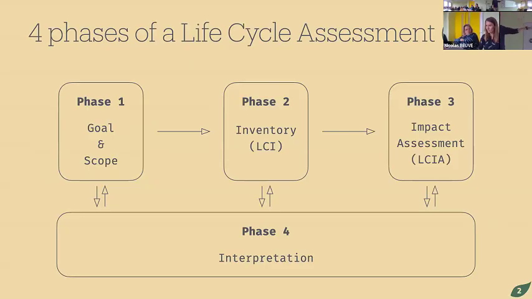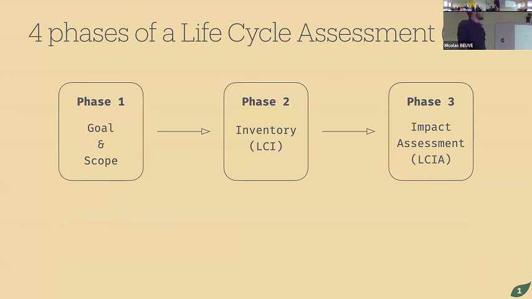It consists of 4 phases, although the fourth one is the interpretation phase, and it is done at the end of each phase. So I wouldn't say it's really a phase, it's more something you should do, because if you don't interpret what you do, then what's the point of doing it? So it has really 3 phases: the goal and scope, the inventory, and the impact assessment.